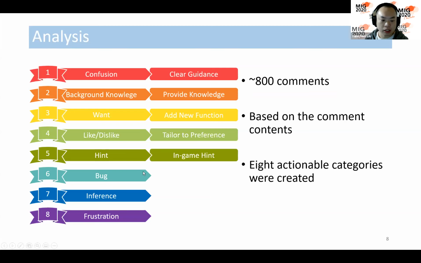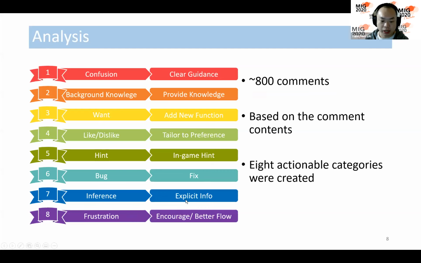Then the next one is the bug. For the bugs found in this study, we need to fix them. And then the next one is the inference. We can have more explicit information in the game. The last category is frustration. So we can have some in-game encouragement and also design a better workflow.